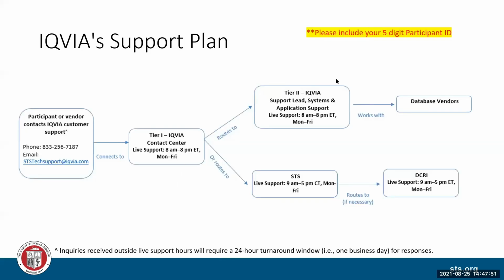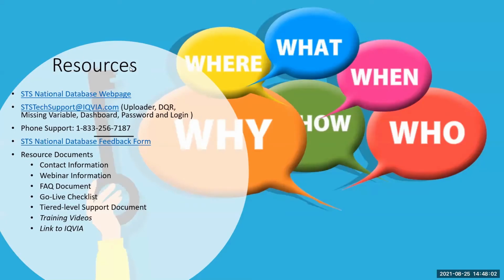All right, IQVIA support plan, you all are very familiar with this. Again, just the big ask here is to please include that participant ID number in your communications with STS as well as IQVIA. A list of resources is available to you on the STS website. Again, on the STS National Database webpage, we have a lot of resource documents available. If you can't find what you're looking for on the STS website, please feel free to email me directly and I can point you in the right direction for your information.